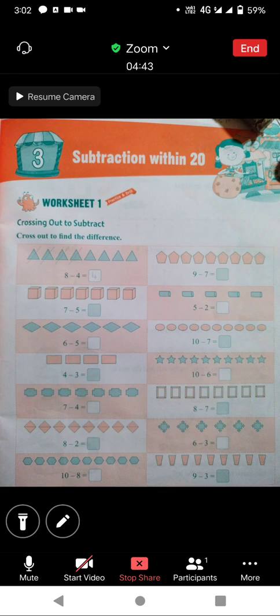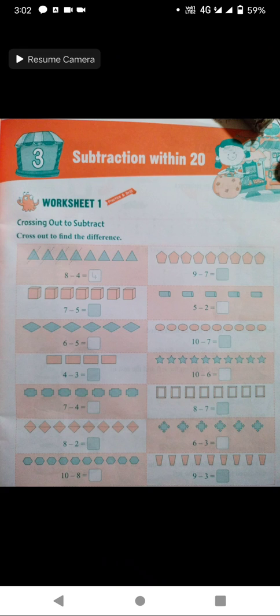Okay, so worksheet 1 is given here. In this worksheet we have to subtract by crossing out the objects. Okay, so cross out to find the difference. Here we have to find the difference by crossing out the objects.